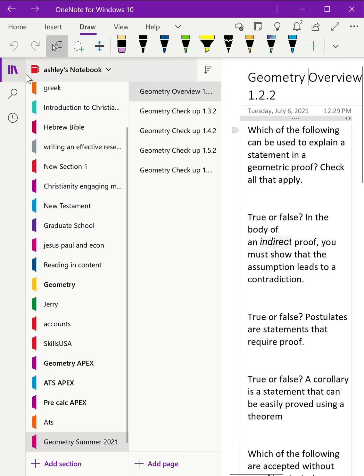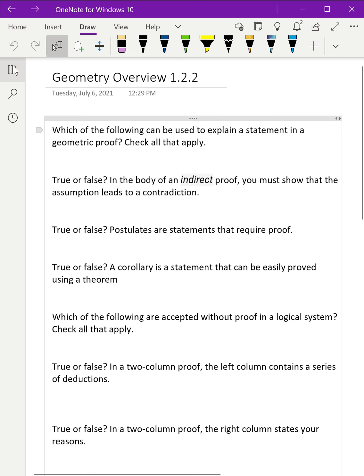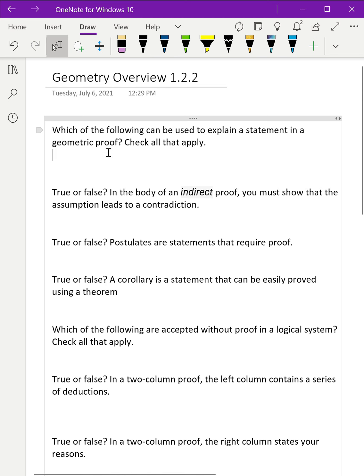Alright guys, so for this section, weirdly enough, they didn't include a checkpoint. So instead, I'm going to go over these a little more informally, typing them up or writing them in as needed. Instead of going over the entire study, I thought I'd highlight what seems to be the most important thing. Which of the following can be used to explain a statement in a geometric proof?